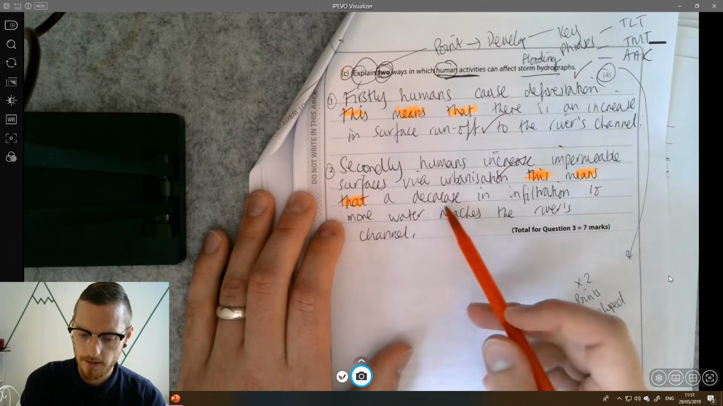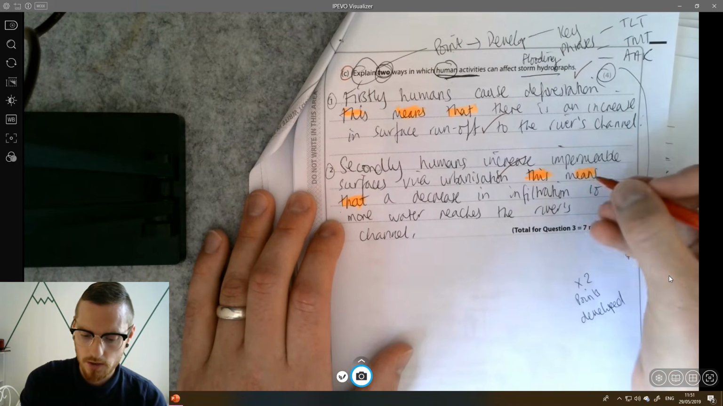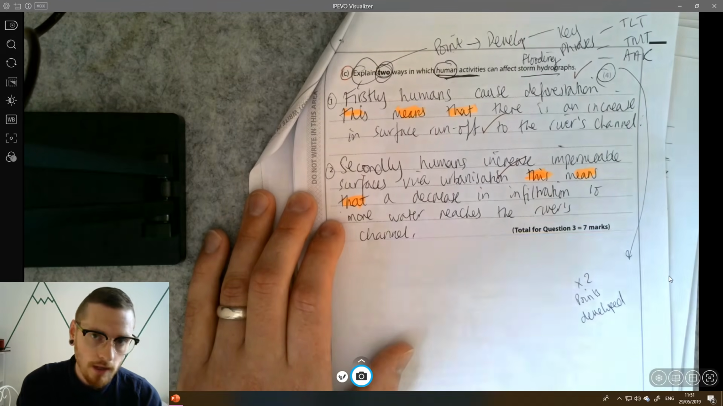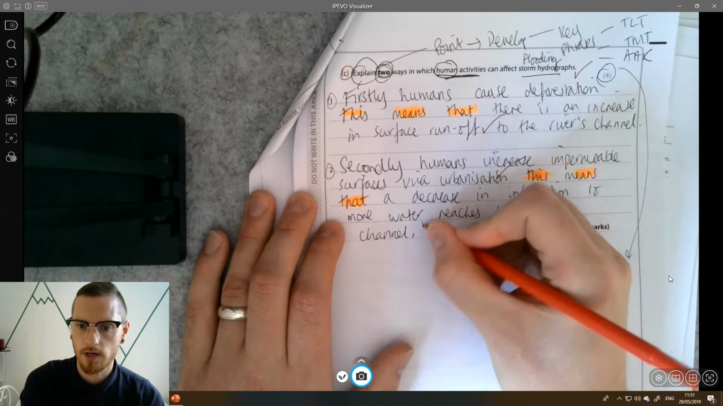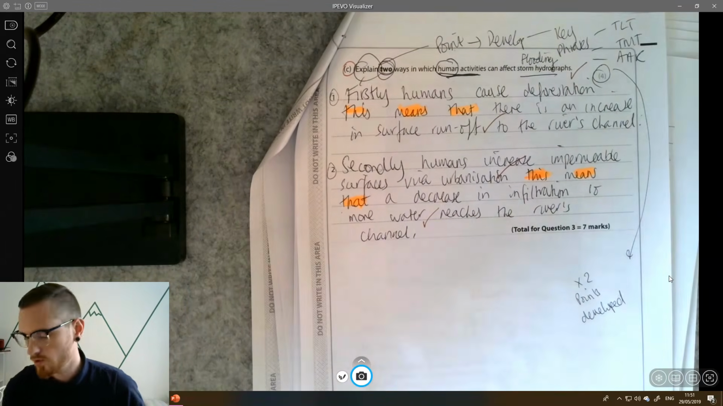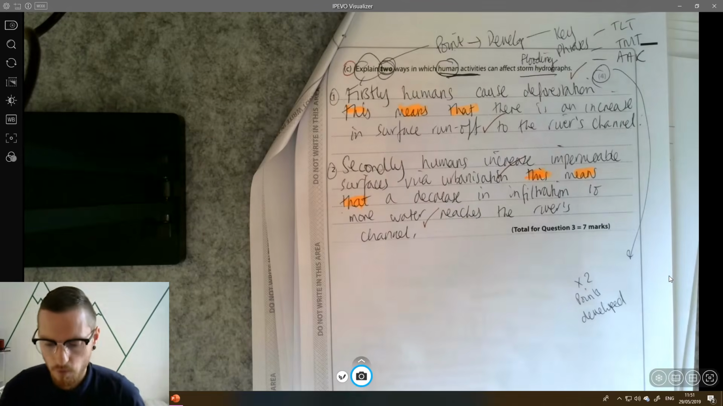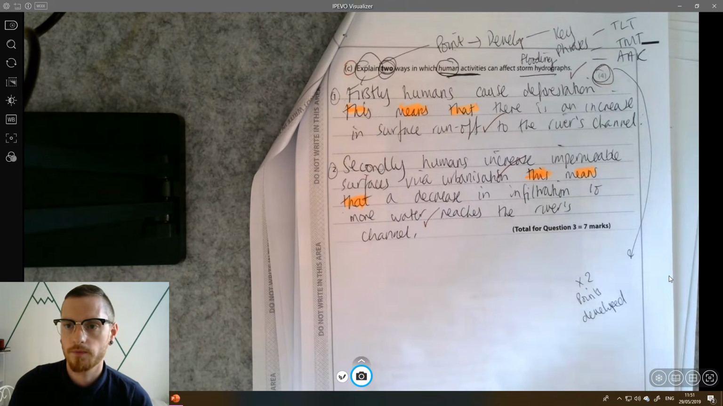Second one here, I've started with secondly, humans increase impermeable surfaces via urbanization, mark. This means that there's a developed point, there's a decrease in infiltration. So I could have put decrease in infiltration or increase in surface runoff. So more water reaches the river's channel, mark. So overall here, that would get me 4 marks out of 4.